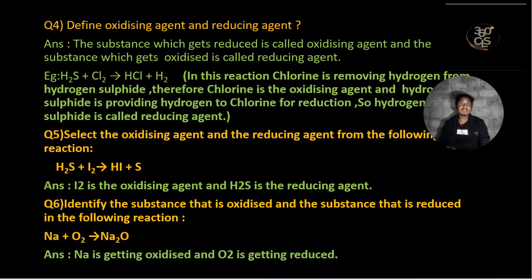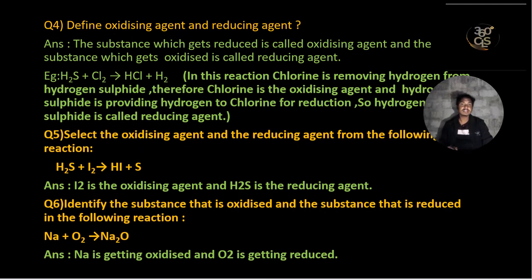Now the next problem is: define oxidizing agent and reducing agent. The substance which gets reduced is called oxidizing agent, and the substance which gets oxidized is called reducing agent. Or we can say those substances which help in oxidation are called what? Oxidizing agent, and those substances which help in reduction are called reducing agent.